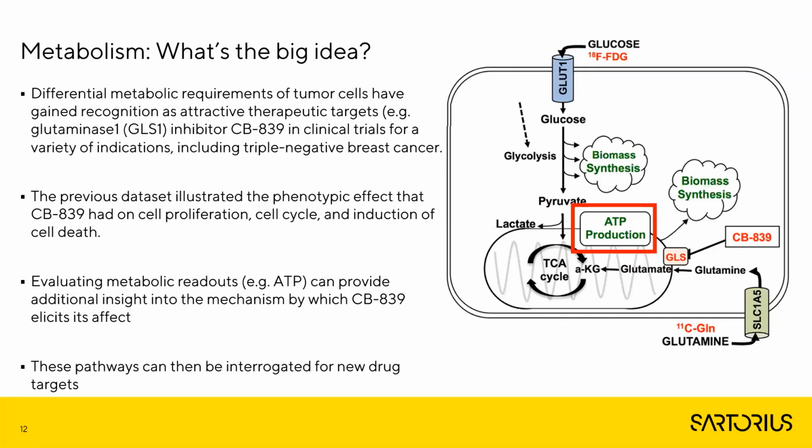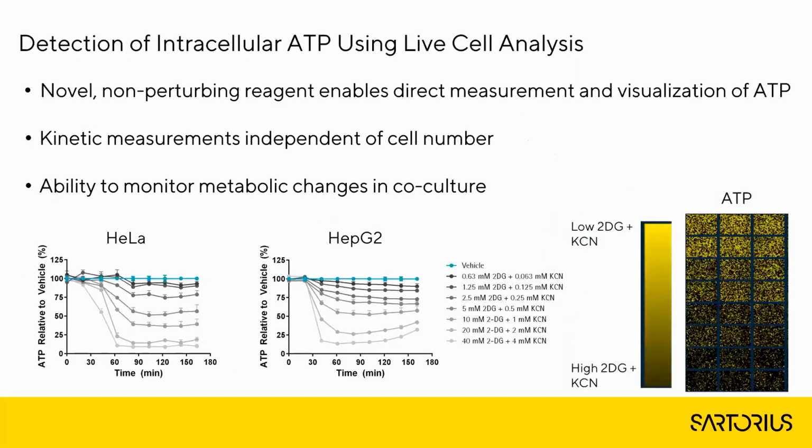In order to do that, we have developed a reagent to directly measure ATP production within the cytoplasms of cells. This will provide additional insight into the mechanism by which CB839 can elicit its effect and identify pathways that can be interrogated for new drug targets. A little bit more about our new reagent and new application.